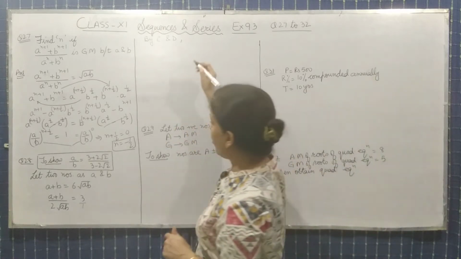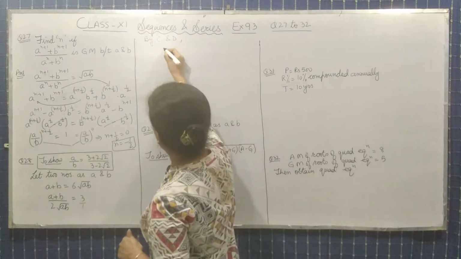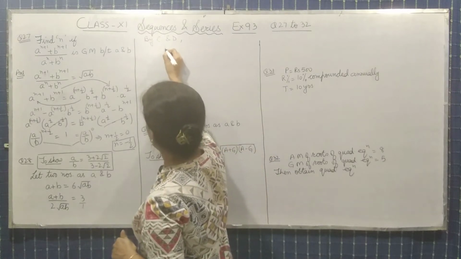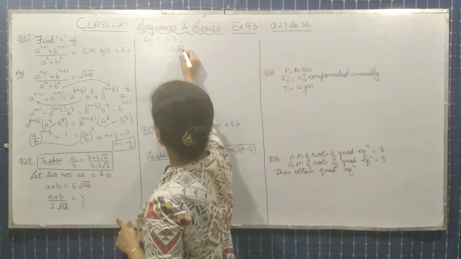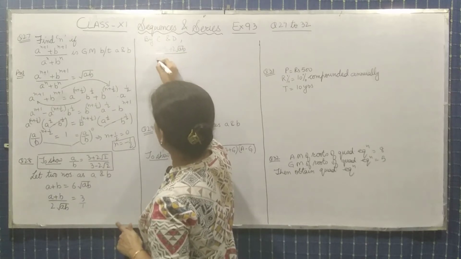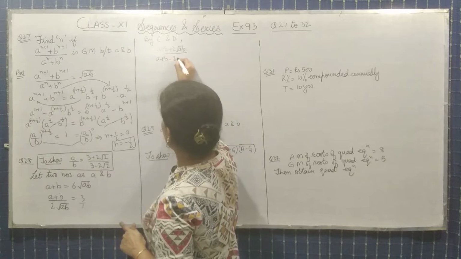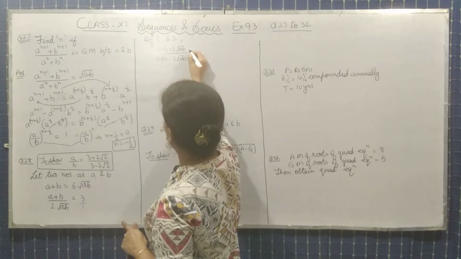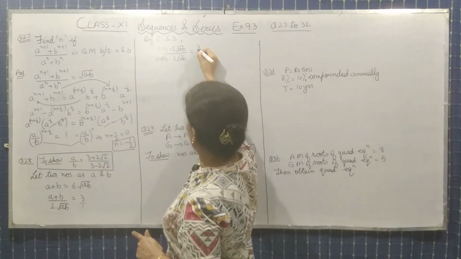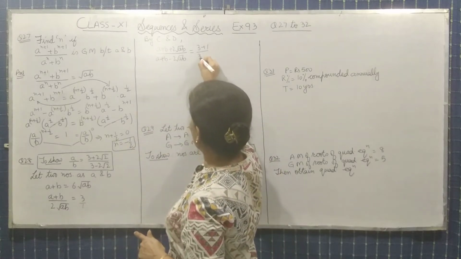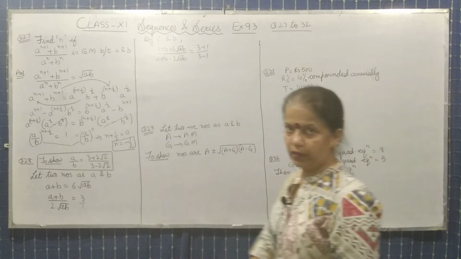So by using componendo and dividendo, what result will you get? A plus B, upper plus lower, upon upper minus lower, and here also you will apply it. So it will become 3 plus 1 upon 3 minus 1. Clear?